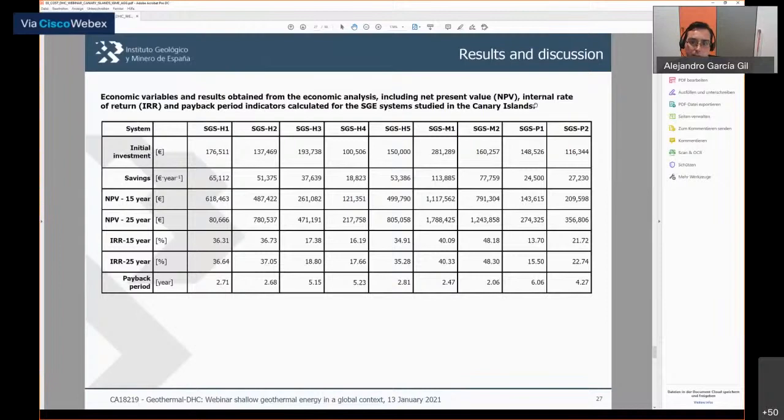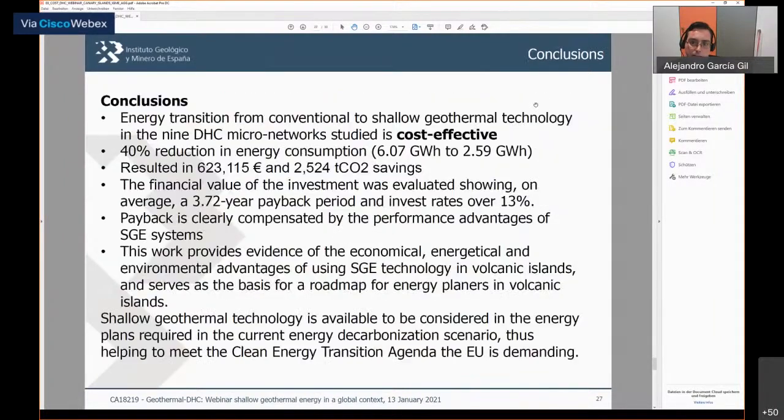And finally, as a conclusion, we can state that this study demonstrates that the energy transition from conventional to shallow geothermal technology in the 9 district heating micro networks studied is cost effective. Results of the comparative study performed show a 40% reduction in the energy consumption in the investigated heating and cooling systems that made this transition to solar geothermal energy systems. The 9 systems investigated reduced their energy requirements significantly, shifting from 6 gigawatts to 2.6 gigawatts, resulting in 600,000 euros and 2,500 tons of CO2 savings.